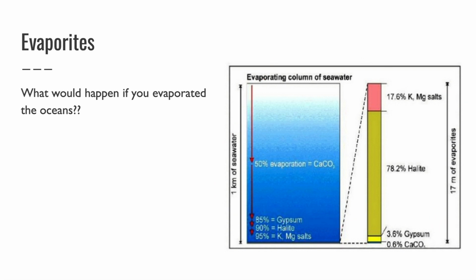If you precipitated the whole column of seawater, or if you precipitated 1 kilometer of a column of seawater, you would get 17 meters of evaporite minerals, which is very thick. And it would be mostly halite, so sodium chloride, a teeny tiny bit of calcium carbonate, 3.6% gypsum, and 17.6% potassium and magnesium salts.